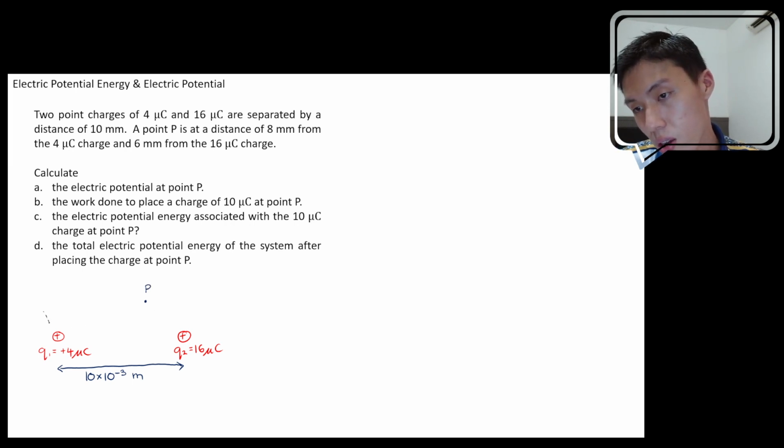Okay, so this distance here will be 8 mm. Then this distance here will be 6 mm.